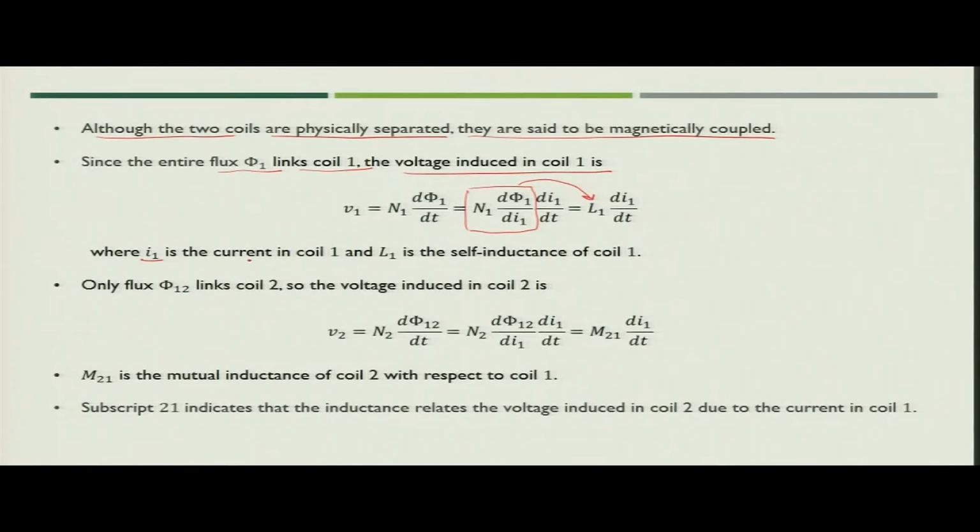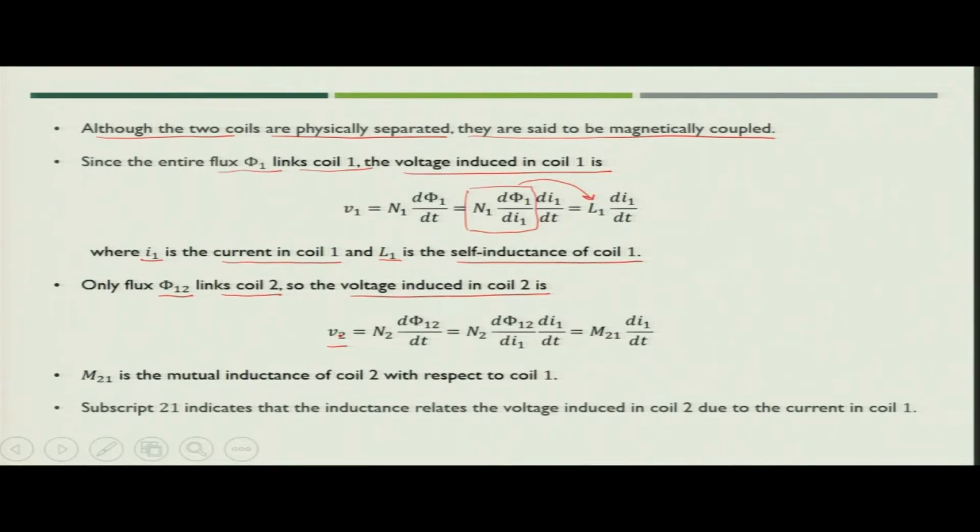So, what is I 1? I 1 is the current in coil 1 and L 1 is the self inductance of coil 1. Now, the second part, the phi 12 part of the total flux phi 1, only links coil 2. So, the voltage induced in coil 2 because of the portion of the flux caused by current I 1, that is phi 12, what would be the value of the induced voltage in the coil?